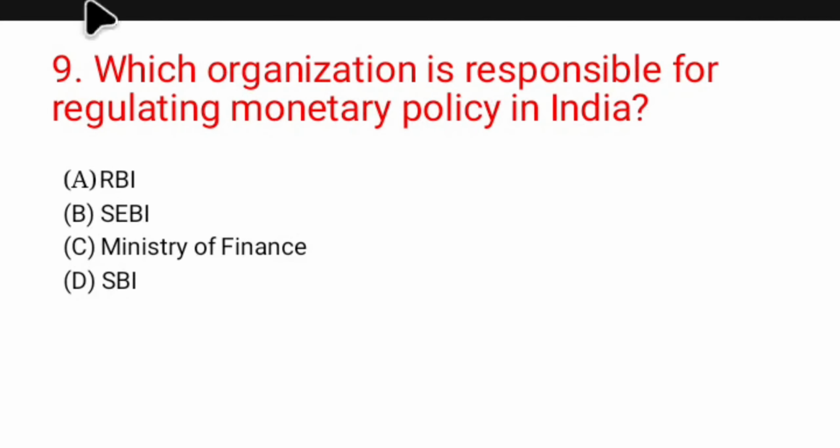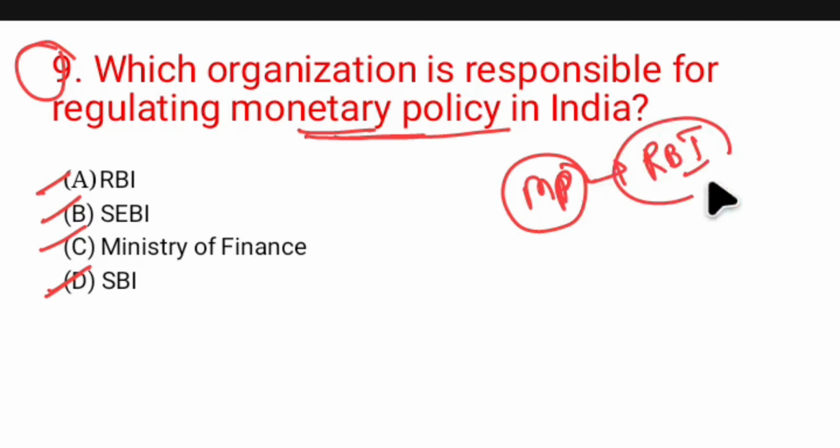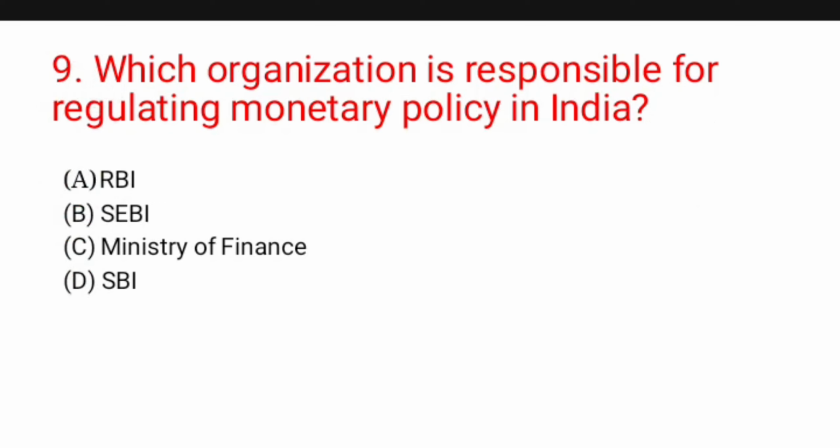Question number 9: which organization is responsible for regulating monetary policy in India? The options were RBI, SEBI, Ministry of Finance, and SBI. Basically, monetary policy is regulated by the Reserve Bank of India. Therefore, option A, RBI, would be the correct option for question number 9. RBI regulates monetary policy in India.